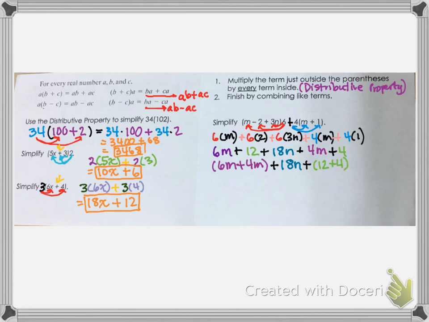So when we do the math out, we get 6m plus 4m. Well, 6 plus 4 is 10, and there's an m. And then we have 18n. And then we have 12 plus 4 is 16, and that would be the answer there. Now we're going to deal more with combining like terms on the next day or next set of notes we take. So one more set. Now we're finally ready to do the examples I have for you.